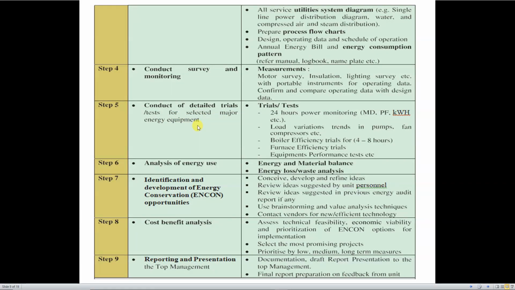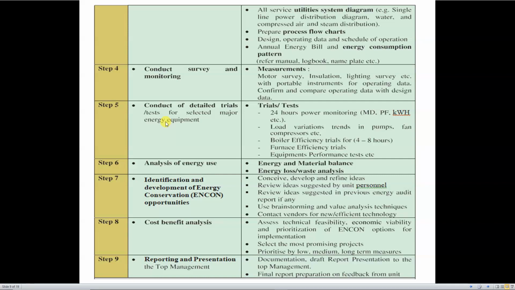Okay, next step is step number 5, which is conduct of detailed trials or tests for selected major energy equipment. Okay, in step number 4, we have monitored and we have surveyed a particular equipment. Okay, after that we have to give some different trials. Okay, trials matlab different opportunities in order where we can conserve the energy.